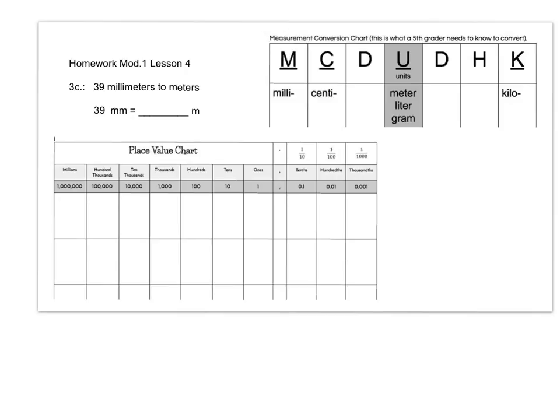One or two more. So let's look at 3C, 39 millimeters to meters. So again, first thing, think about what you need to do. You should be able to do it before I do it on the chart. First thing you should have done is written down your number, which is 39 millimeters. So you'd write down just the number 39. Second thing you're doing is you're looking at millimeters to meters. So we're going from millimeters and we're going down to meters.